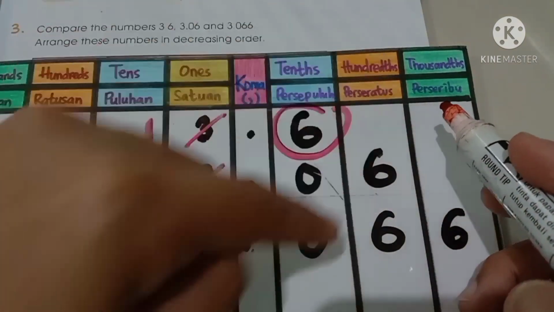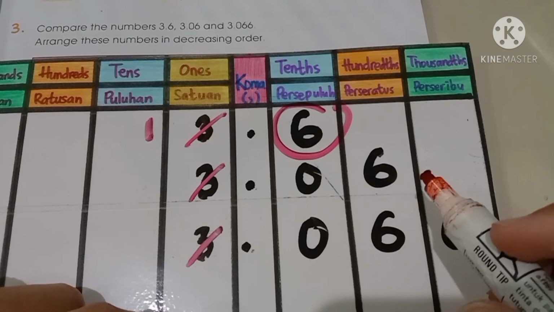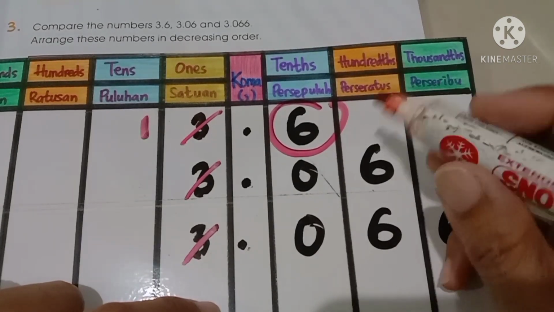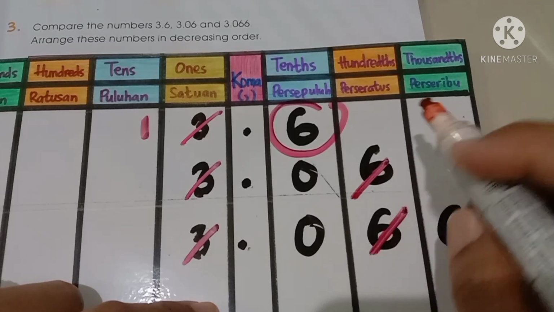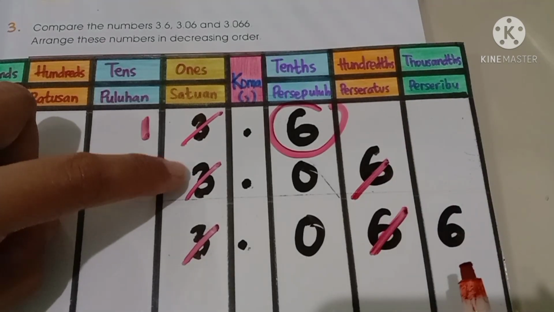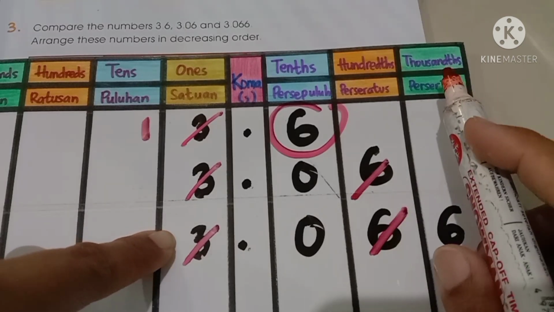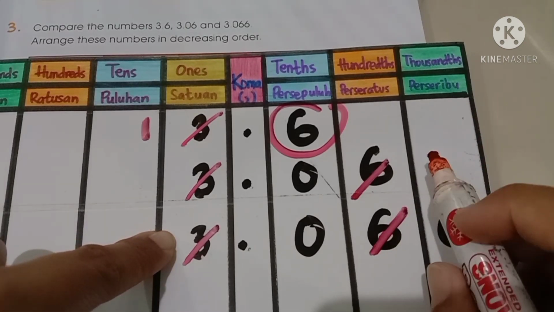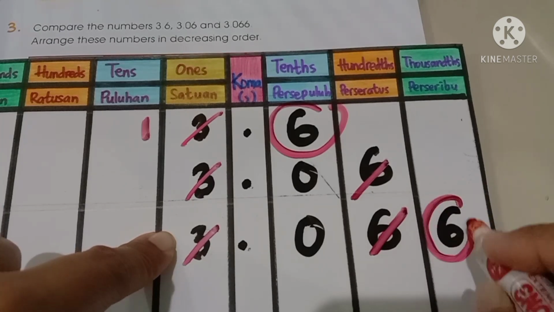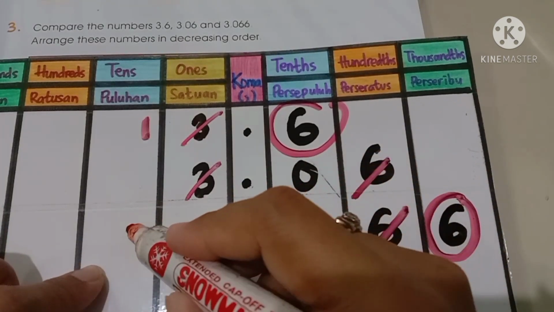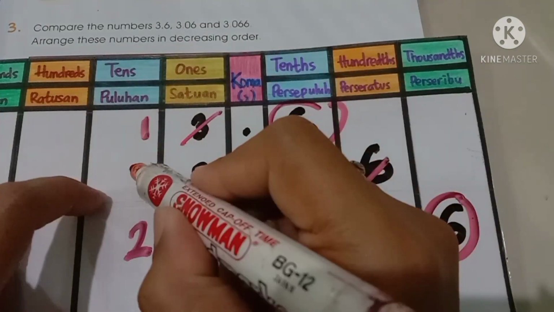Move to the hundreds. 6 and 6, so which one is the greater? You just see now this number and this number. At the thousands place, 6 and 0. Which one is the greater? 6. So this is number 2. And this is number 3.